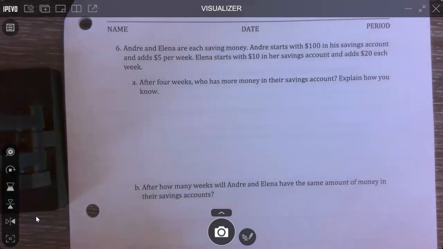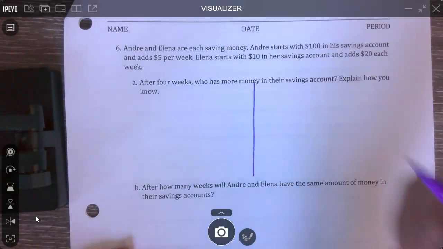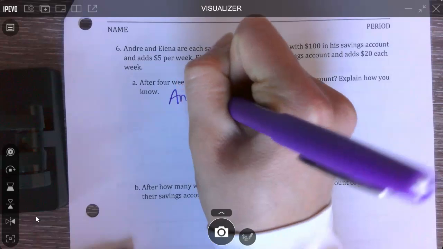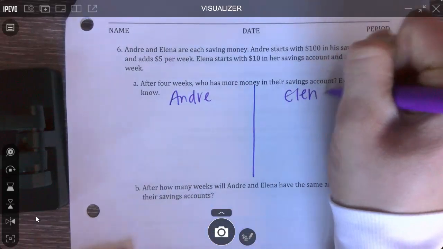Explain how you know. You can also just show your work. That's enough for me to know that you know how to solve this. So I'm going to cut this in half. Here's going to be Andre's side. Here's going to be Elena's side.